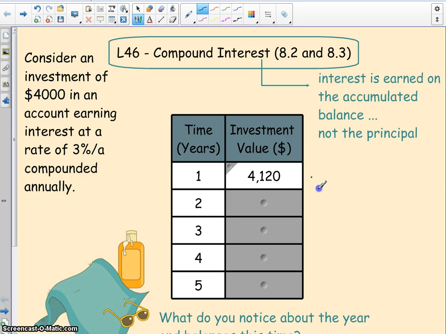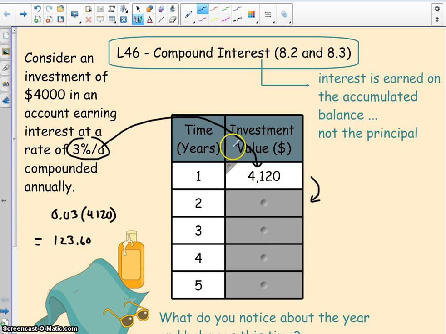Now, if we want to find our total value after 2 years, we're not taking 3% of the original $4,000. We're taking 3% of our new investment value, which is 4,120. So if you do 3% times 4,120, run that through your calculator. Okay, you get $123.60. So when you add that to 4,120, you get $4,243.60.